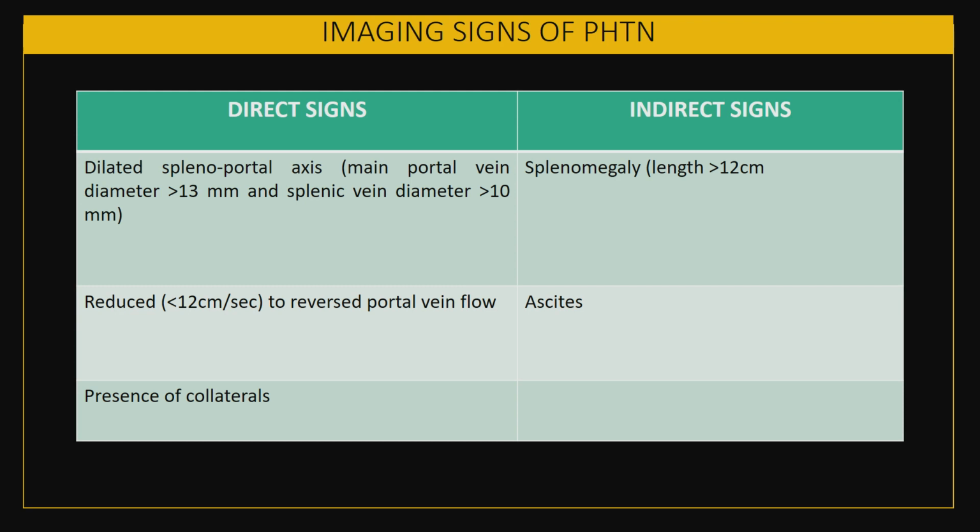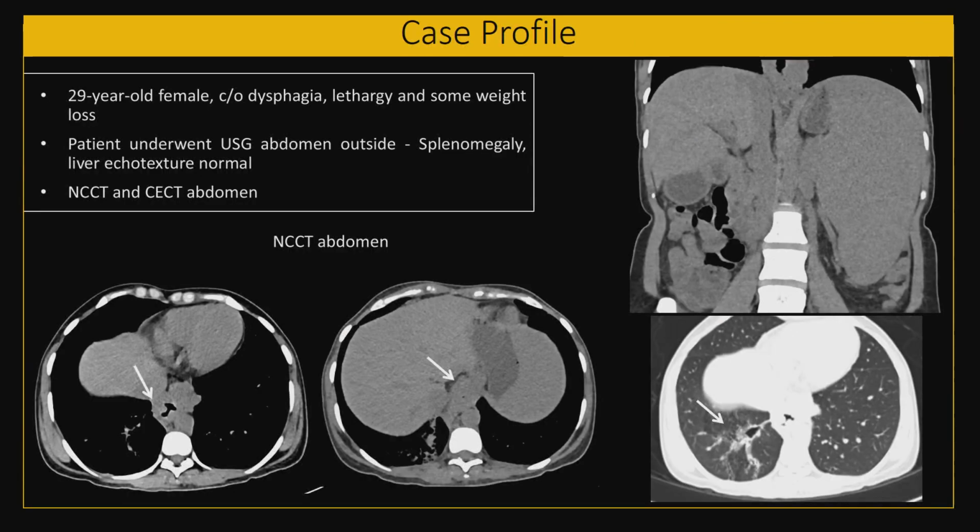So we have to understand that portal hypertension is not synonymous with cirrhosis. Even in the absence of cirrhosis, you can have portal hypertension like in prehepatic and posthepatic causes. So let's look at this case. This is a 29-year-old female who had complaints of dysphagia, lethargy, and some weight loss. She saw a physician outside, and he advised an ultrasound abdomen, which was done outside, and it showed splenomegaly, and the liver echo texture was normal, and she was advised a non-contrast and a contrast-enhanced CT.